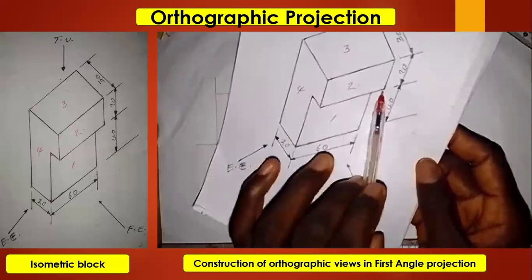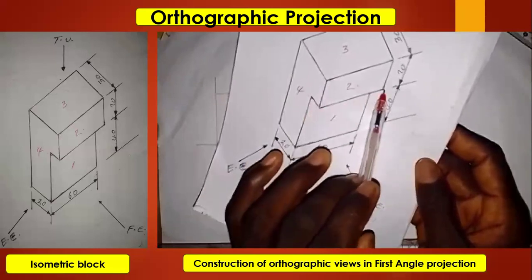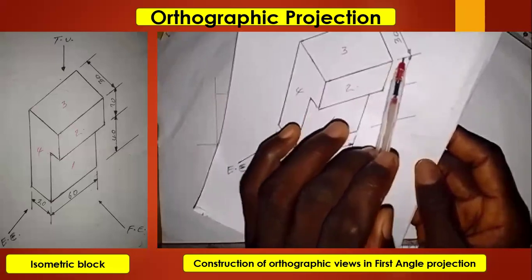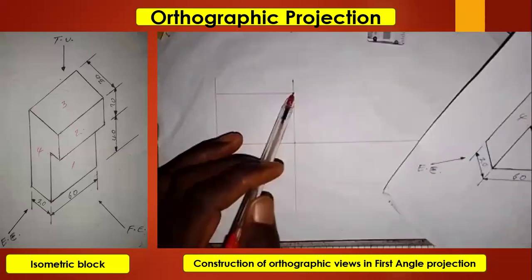So we are not repeating this line again. What we just need to do is take a measurement of 20 millimeters from here to here, which is equal to 2 centimeters. So that's what we need to do here on this line.